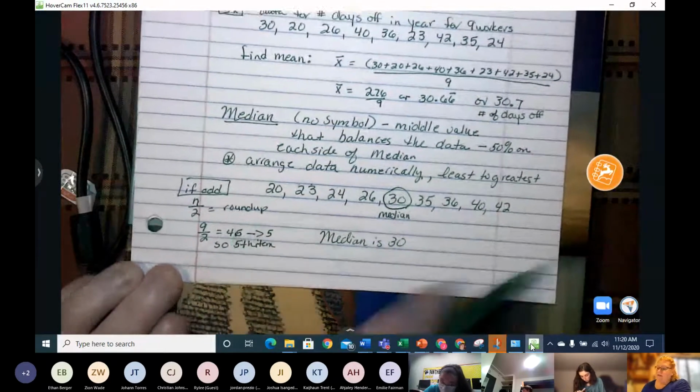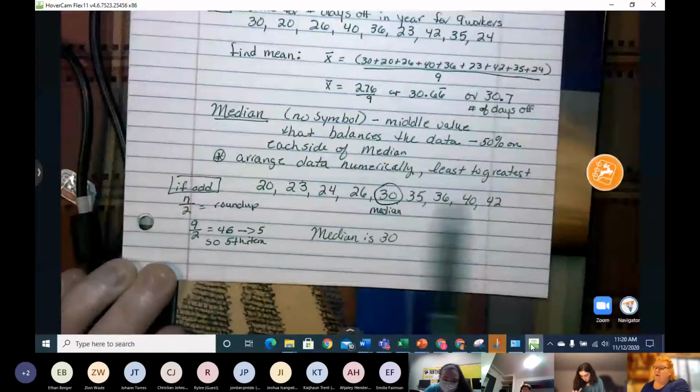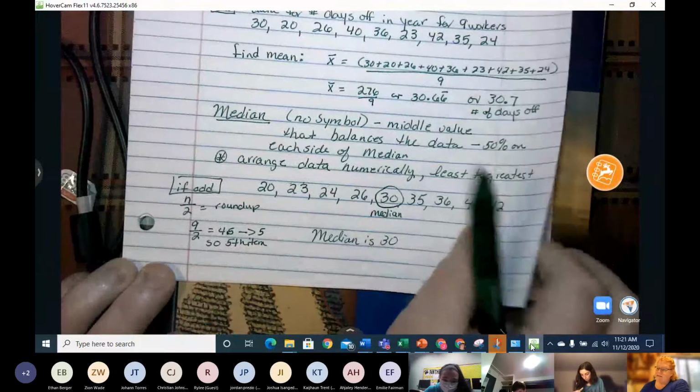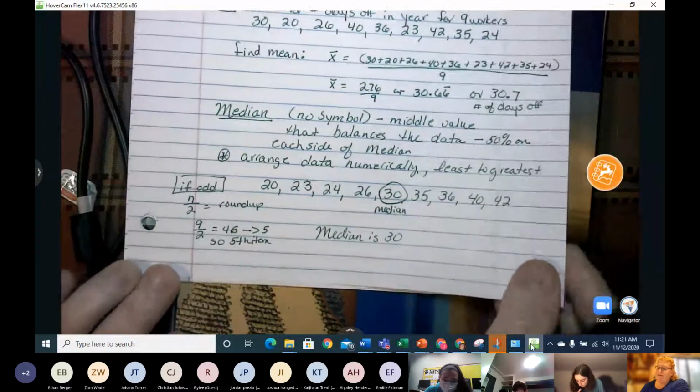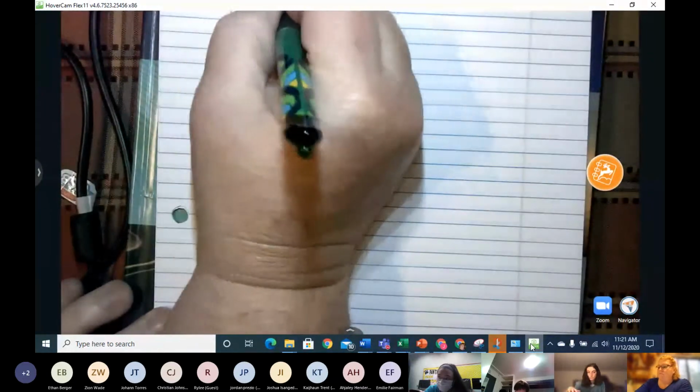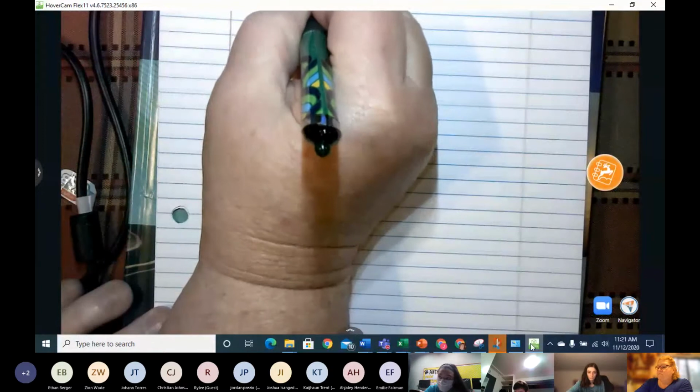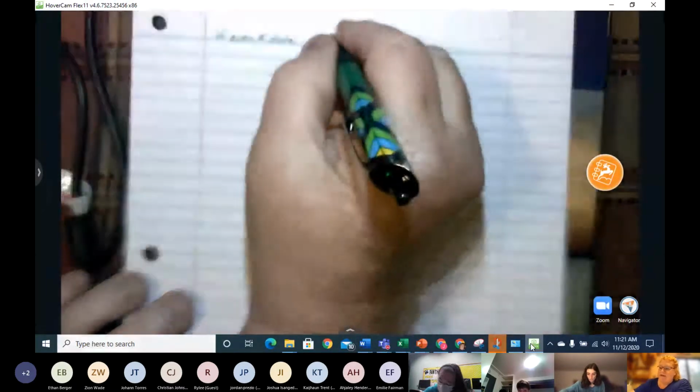Now, the other situation to this is, suppose we don't have an odd number of data. Suppose it's an even number. So let's look at that situation. Suppose we have an even number of data. We're going to add an item to our list of data. Let's add 18 to our list.